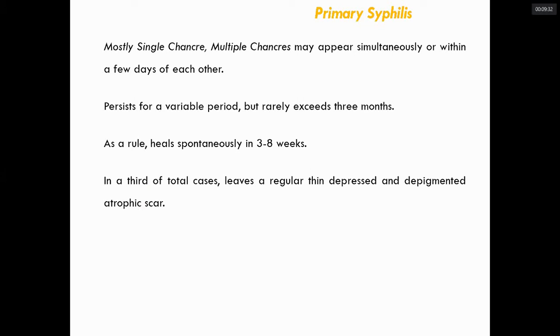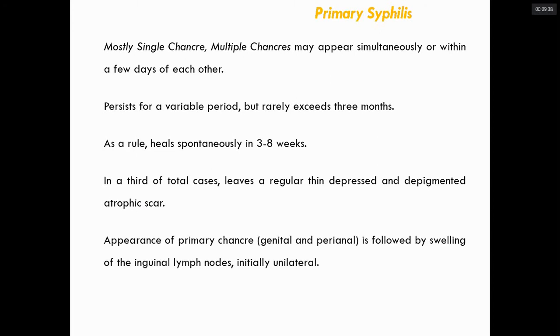And in about 1/3 of cases, after healing, they leave a depigmented atrophic scar. And after a week of appearance of the primary chancre, that is the Hunterian chancre, there is swelling of the inguinal lymph node, which is initially unilateral, then it becomes bilateral after 1 week. The lymph nodes are discrete, rubbery, and free from the skin and underlying tissue.